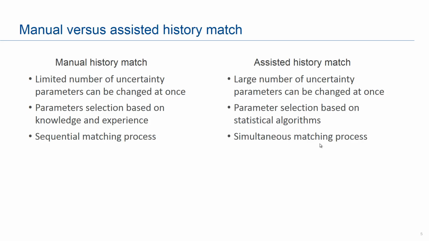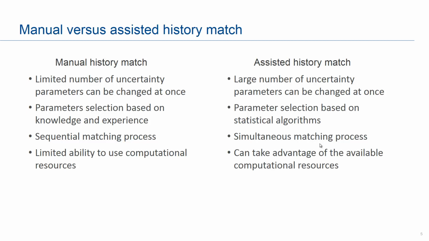While in the assisted history match approach, the parameter selection is based on statistical algorithms. Manual history match is a sequential matching process whereby you would match your pressure first and then your saturation dependent properties like gas oil ratio and water cut. On the contrary, the assisted history match is a simultaneous matching process where you would match everything in one go.